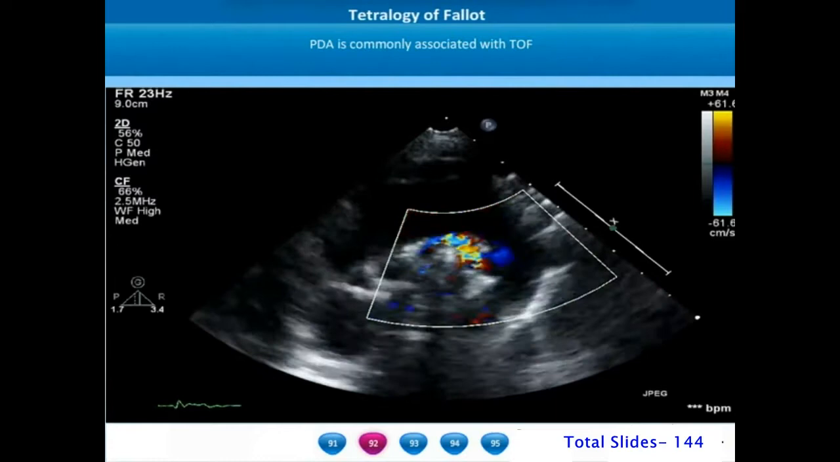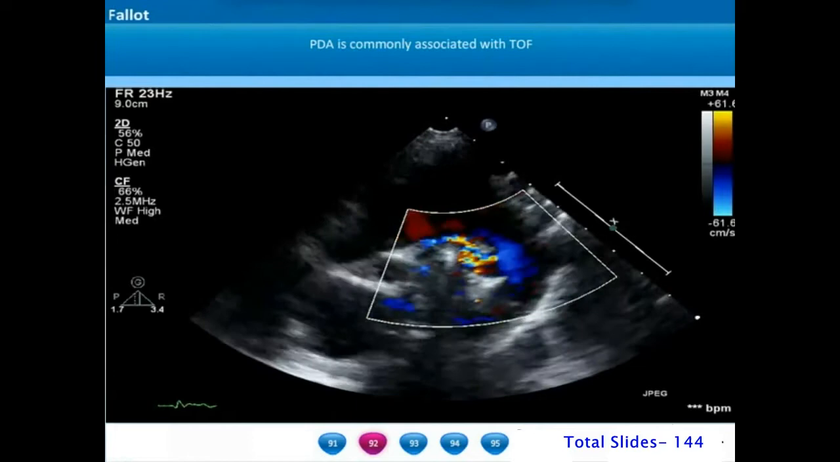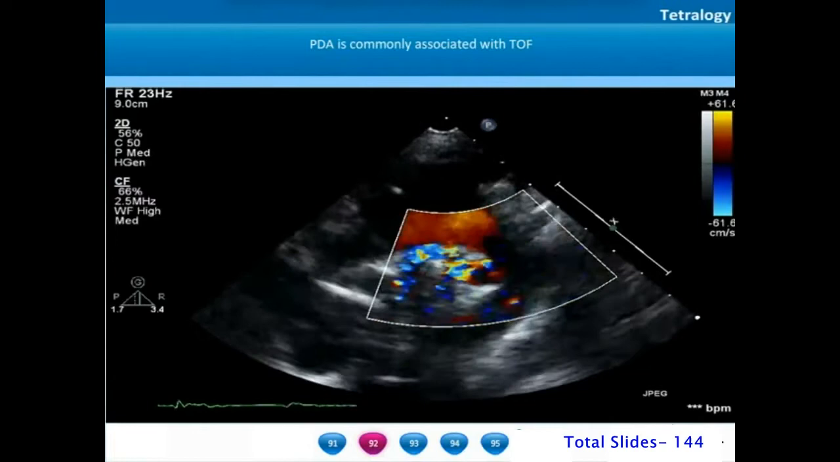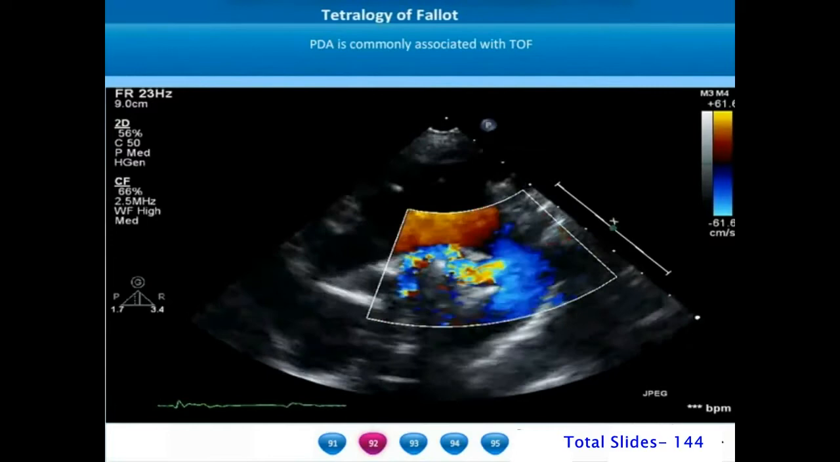Ductus in tetralogy of Fallot are known to be very tortuous and have a proximal origin in the aortic arch. In this example, from the suprasternal long axis view, we can notice an extreme tortuosity of the ductus arteriosus with continuous flow into the pulmonary arteries.